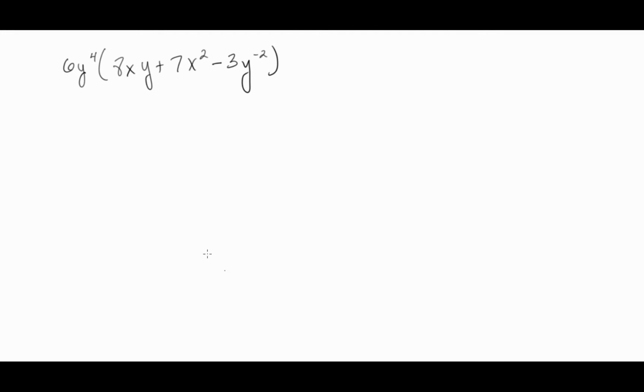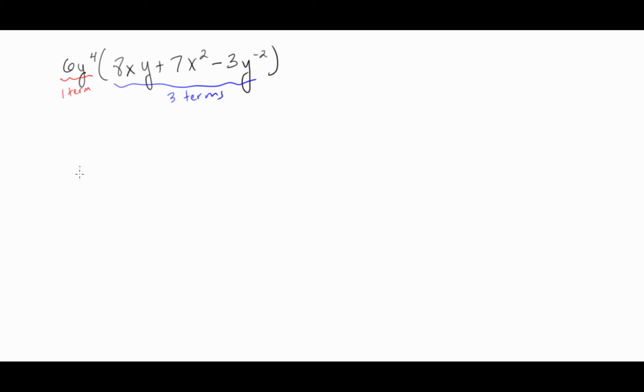So in this example, we have two factors, two polynomials being multiplied together. The first one only has one term, and the second factor has three terms.